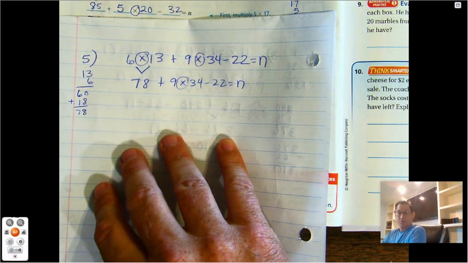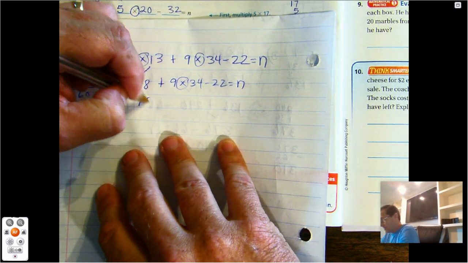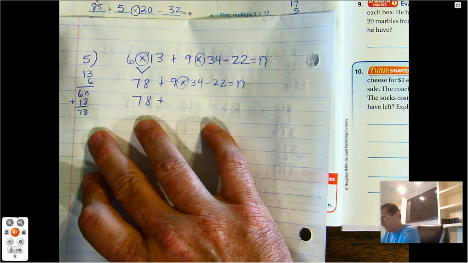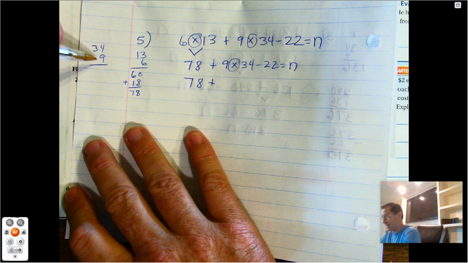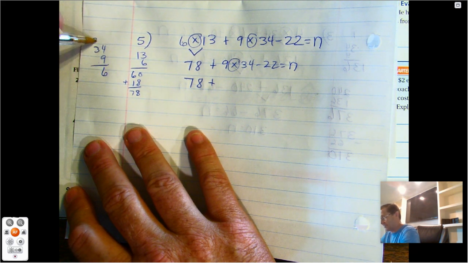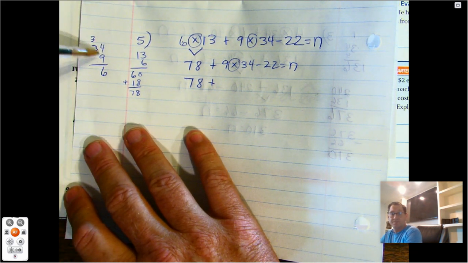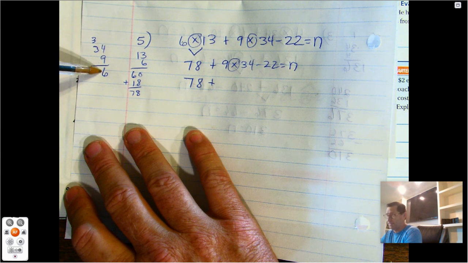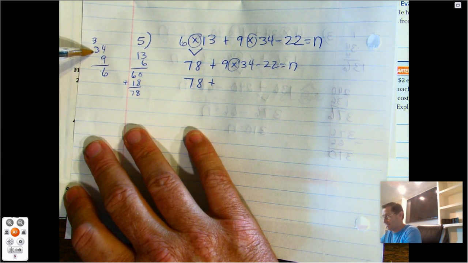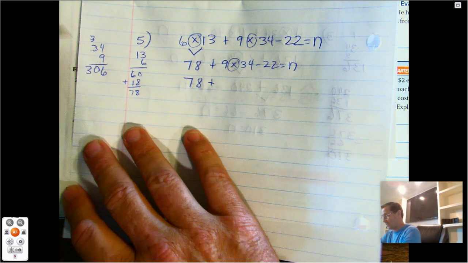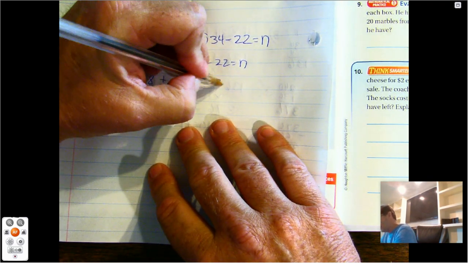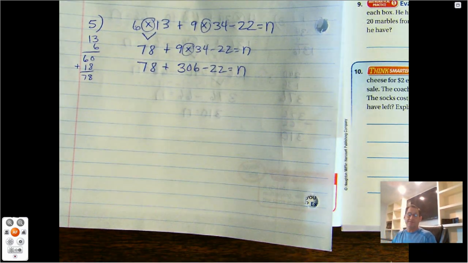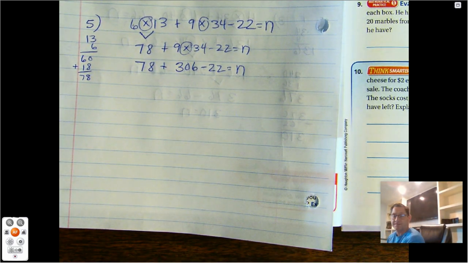So 9 times 34. This time I'll do this with regrouping. 9 times 4 is 36. Regroup the 36 ones as 3 tens and 6 ones. 9 sets of 3 tens is 27 tens, plus 3 more tens is 30 tens. Rewrite everything to the right, and that leaves us 78 plus 306 minus 22. We'll just add or subtract left to right.